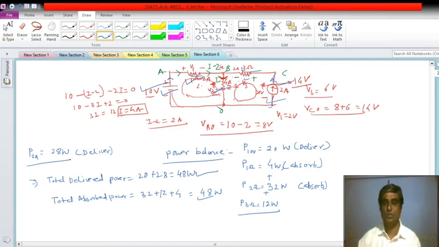So we stop here. In the next class, we will see other methods. How can we quickly find the solution? Because, as we already discussed, using Kirchhoff's voltage law and Kirchhoff's current law, you can find all the currents and voltages for every branch or every element in the circuit. But if the circuit is more complicated, then it is very difficult. I can find it out, but it will take some time.